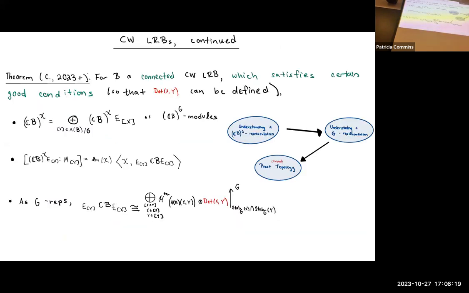Under some specific conditions that make the CW LRB good and make this character well-defined, Ben was helping me to get rid of some of these conditions today, hopefully. You can do a similar process where you convert the invariant algebra representation to a group representation and to a twisted poset topology question.